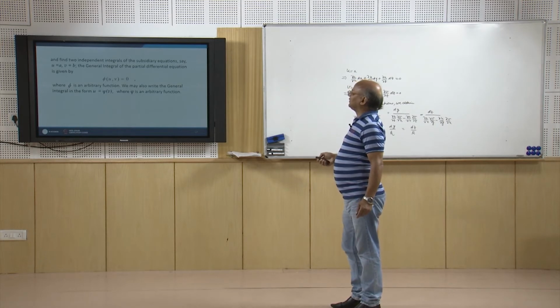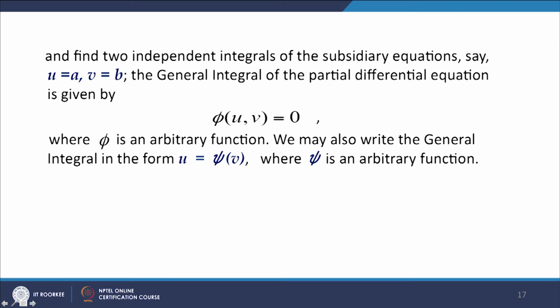Then the general integral of the partial differential equation will be given by phi of u, v equal to 0, where phi is an arbitrary function. Now since we are only interested in an arbitrary function relating u and v, we may also write the general integral in the form u equal to psi of v, where psi is an arbitrary function.